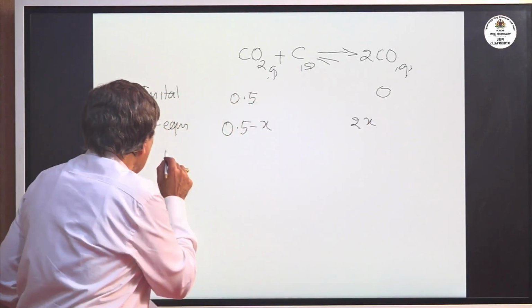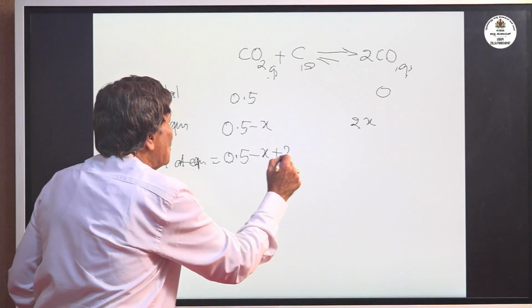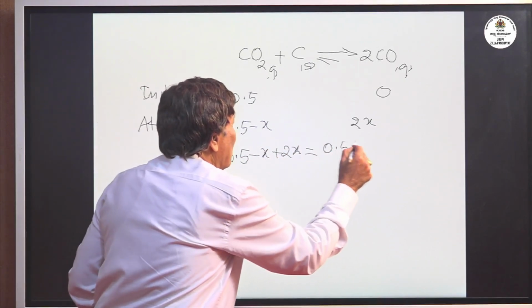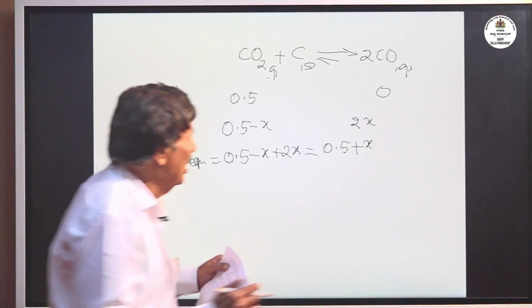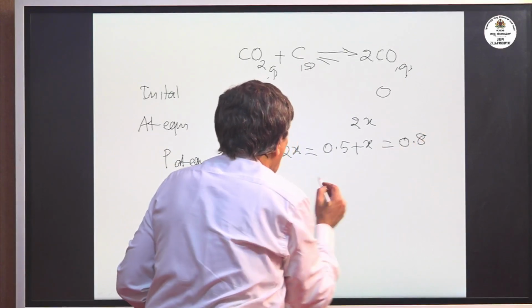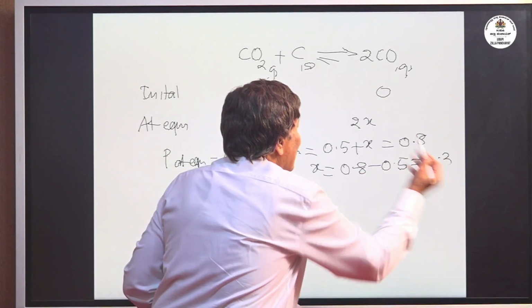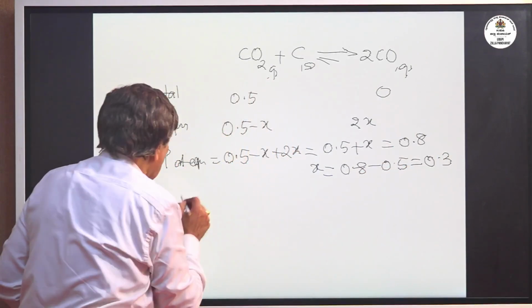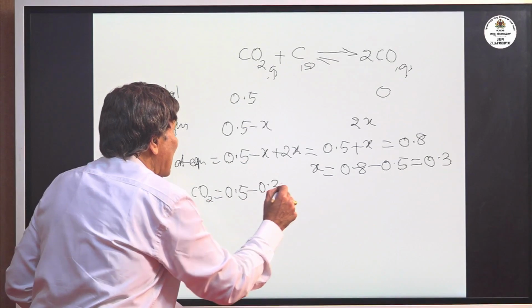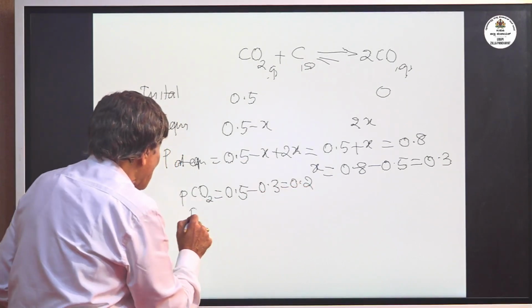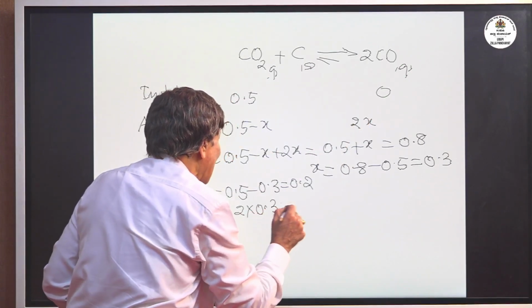So pressure at equilibrium, 0.5 minus X plus 2X, it is 0.5 plus X. They are telling that pressure at equilibrium is 0.8. So obviously, X becomes 0.8 minus 0.5, that is 0.3. So partial pressure of carbon dioxide becomes 0.5 minus 0.3, that is 0.2. Partial pressure of carbon monoxide, that is 2X, that is 2 into 0.3, that is 0.6.